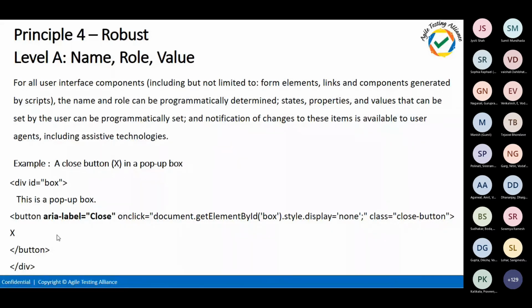And when you go with the screen reader, we'll be doing this in the hands-on activity. Without this aria-label close, when you're trying to read it, the screen reader reads this out as an X, but not as a close button. Even if you had mentioned the class as a close button, the screen reader says it as an X. So you have to label this as aria-label equal to close. Then whenever you cross that particular button, it reads out that it's a close button.